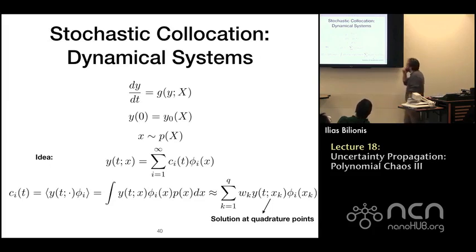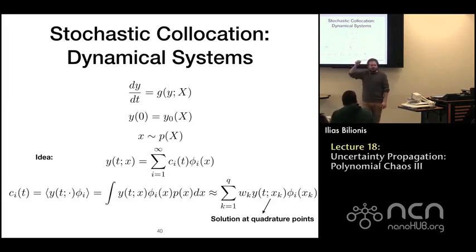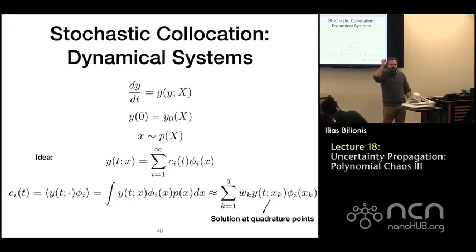It's very straightforward. So you have your dynamical system. Now it's so straightforward that I don't even have to give you a specific example. I can just do it with a generic one. So say a generic dynamical system, dy dt equals g(y, x). If you pay attention to what I'm saying, it doesn't even have to be a dynamical system to do this. It can be any function of x. Okay, so you have initial conditions, and you have this x being uncertain, with a probability density p of x.